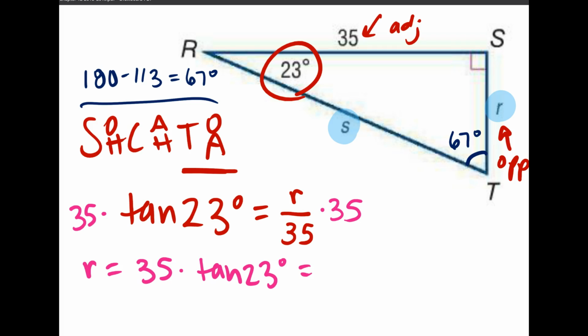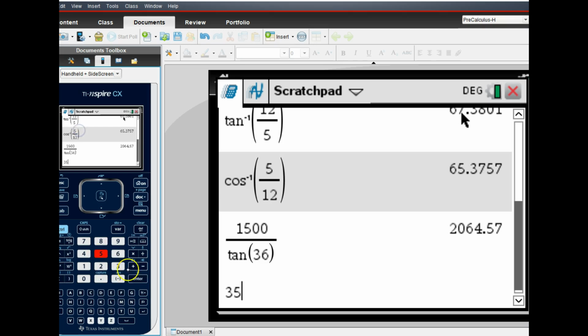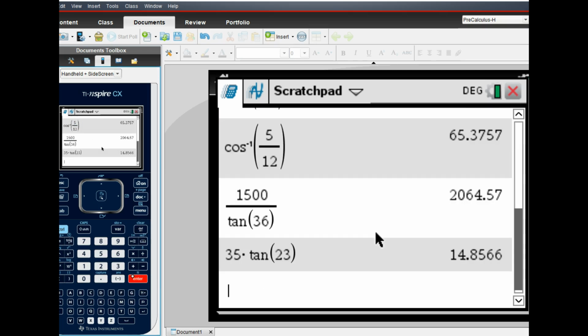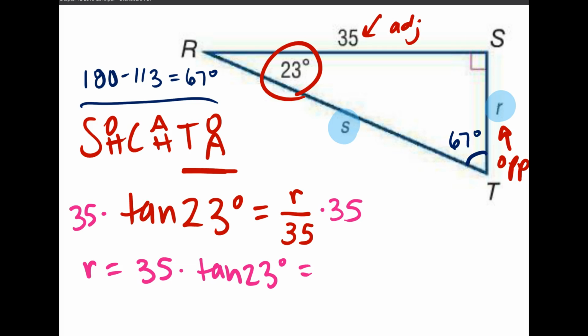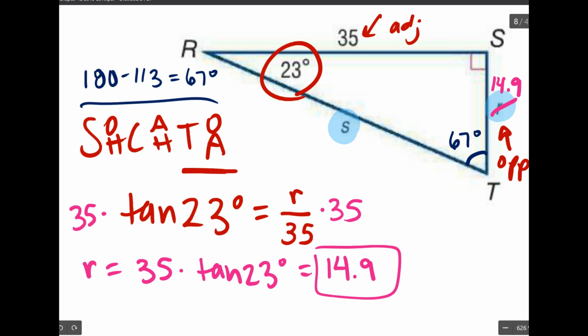Plug that into your calculator. 35 times tan 23, just 23 degrees, and it gives me 14.85. I want it rounded to the nearest tenth, so this is 14.9.